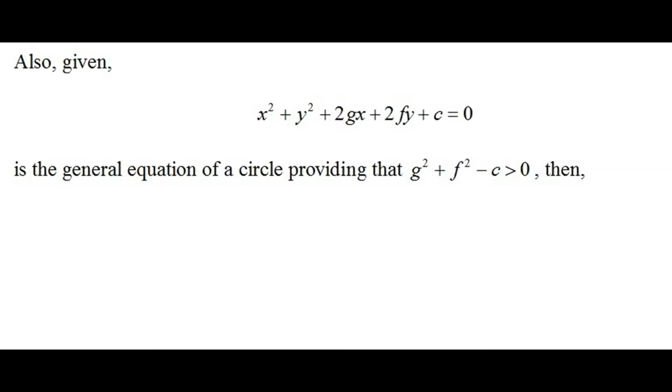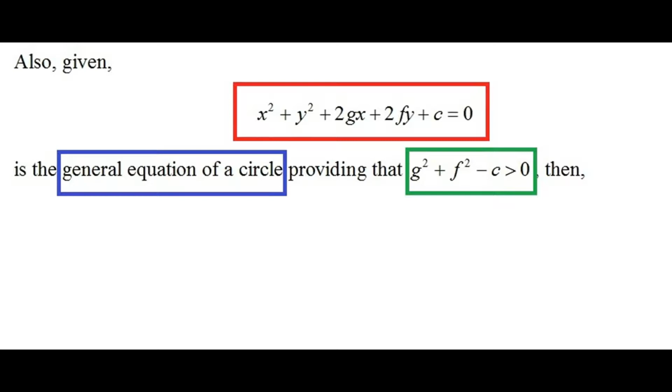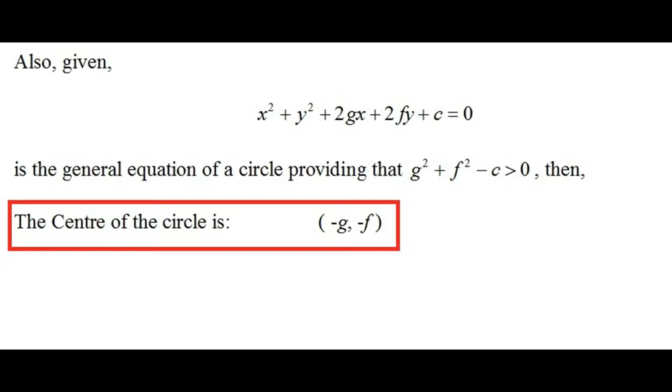Also, if you're given an equation of this type, x squared plus y squared plus 2gx plus 2fy plus c is equal to 0, this is the general equation of a circle, provided that g squared plus f squared minus c is greater than 0. From this equation, you can calculate the centre of a circle. The centre of the circle is (minus g, minus f). So this is the coordinates of where the centre is, minus g being the x coordinate and minus f being the y coordinate of the centre.